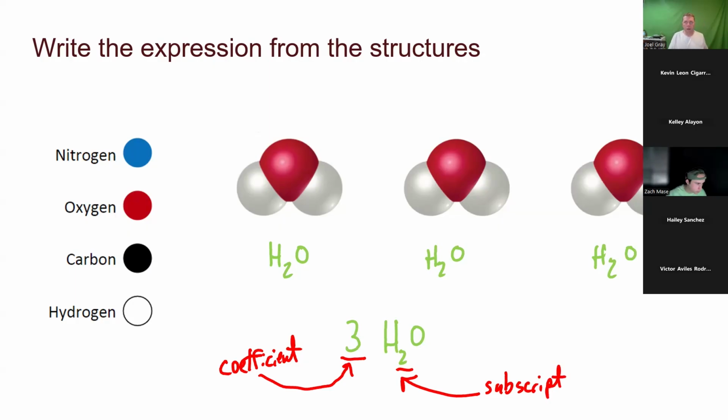Now, when you're writing out a formula, those are the two numbers that you're going to use. There are some times when you will see a superscript, but that superscript is going to be a positive or negative. A subscript would be a number. So your coefficient, 3, and then your subscript, 2.